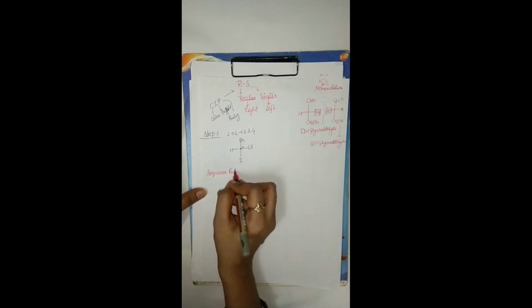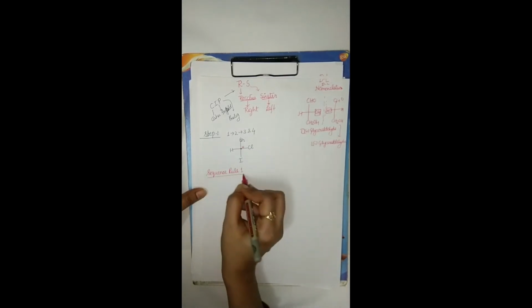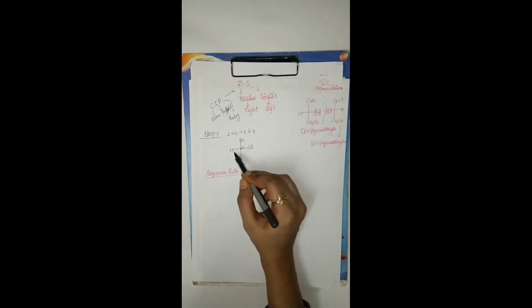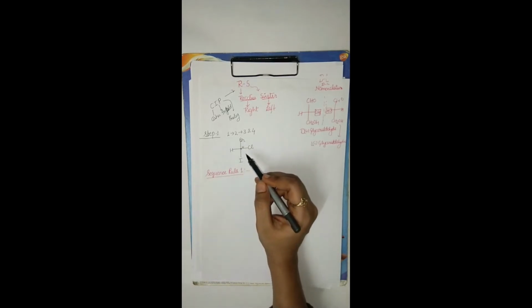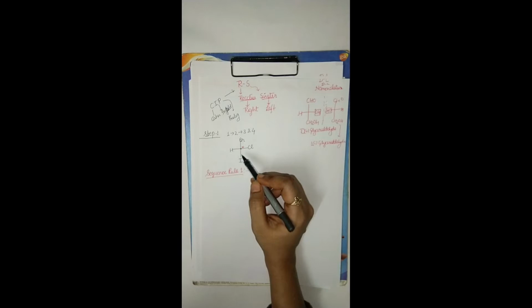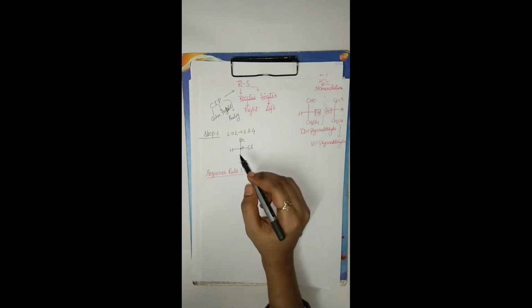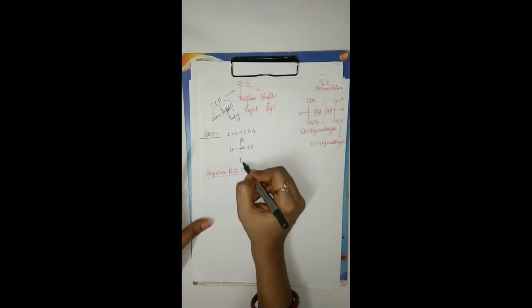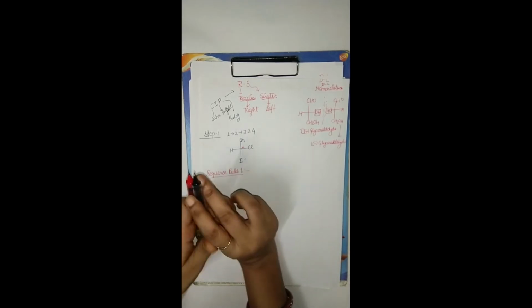Sequence rule 1. What is the sequence rule 1? For all the 4 substituents attached to the chiral carbon atom, priority numbers are decided on the basis of their atomic number. What is a priority? Priority numbers are decided on the basis of their atomic number. The atoms of higher atomic number get the higher priority. Thus for the compound, if this one has the highest atomic number, it will get number 1.